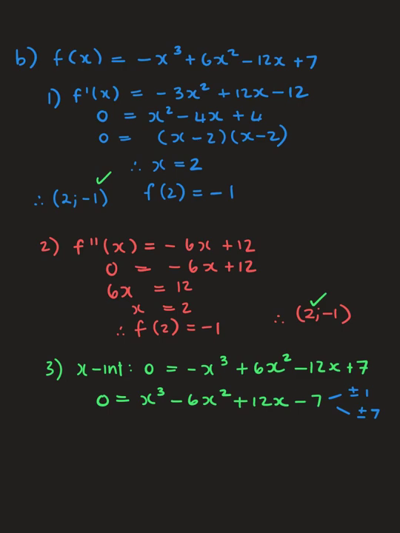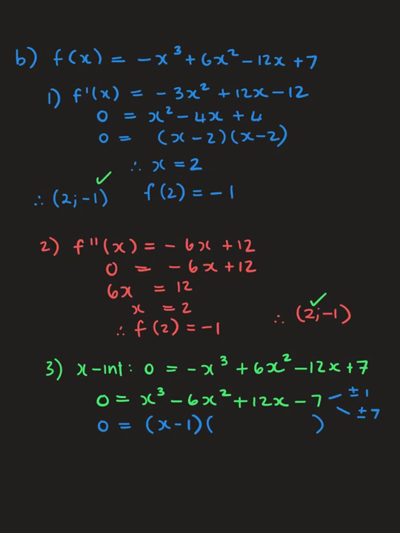Hooray, 7 is prime. And now remember, we sub in 1, -1, 7, -7, and we see if we get 0 out as a solution. We sub in until we get 0. So if I subbed in 1, it's going to be 1 minus 6, -5, plus 12 would be 7, minus 7 is 0. Oh, that's awesome. So when x equals 1, I get 0. So therefore, x minus 1 is a factor.